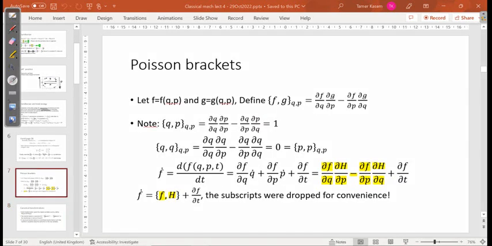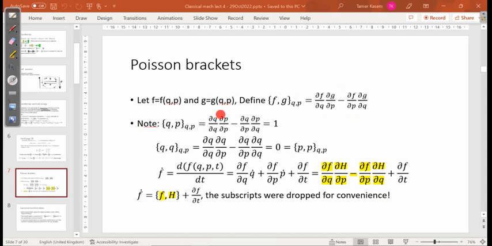Suppose you have a function f, which is a function in the degrees of freedom q and the canonical momentum p, and another function g. It's a function in the same variables. We define the Poisson bracket of f and g as equal to partial f by partial q multiplied by partial g by partial p, minus partial f by partial p multiplied by partial g by partial q. So what is the benefit of this definition? This will be clear in the next few seconds.